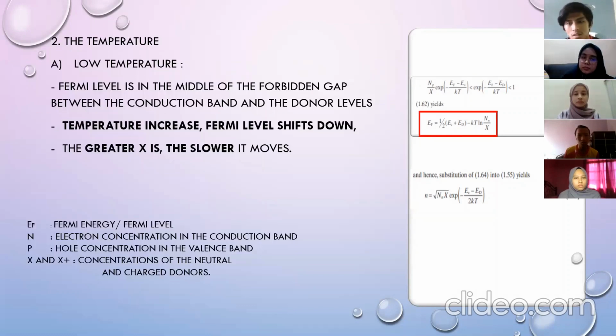At the right side is an example of equations showing how the temperature will affect the movement of the Fermi level. EF means the Fermi energy, where the n in the equation shows the electron concentration in the conduction band, while p means the hole concentration in the valence band. Next.